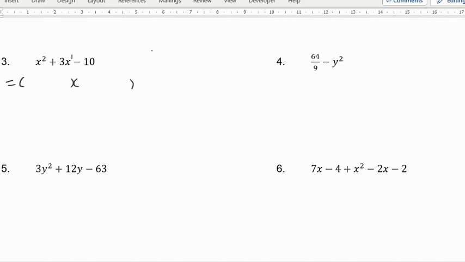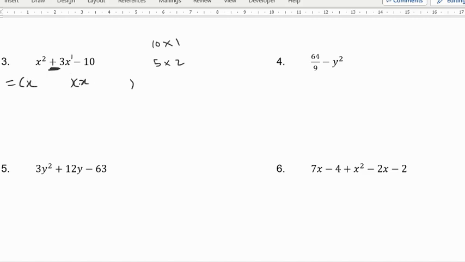What do we need to do? We need to take the factors of the constant term, the 10. 10 times 1, 5 times 2. Those are the factor pairs for 10, right? Now we need to play around with the factor pairs, add and subtract them to see which factor pair is going to get us back to plus 3.